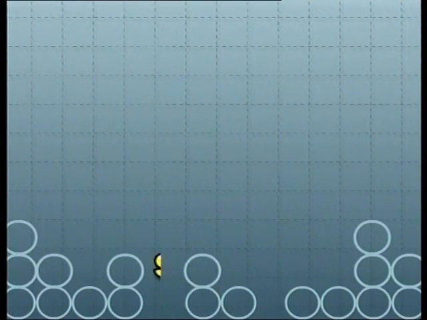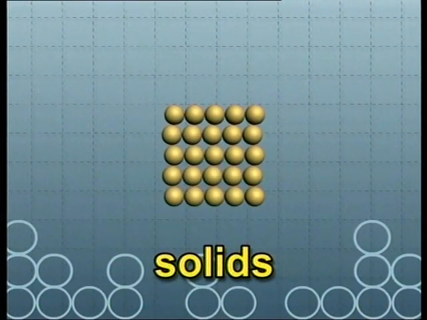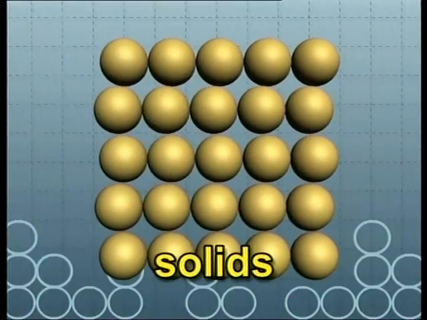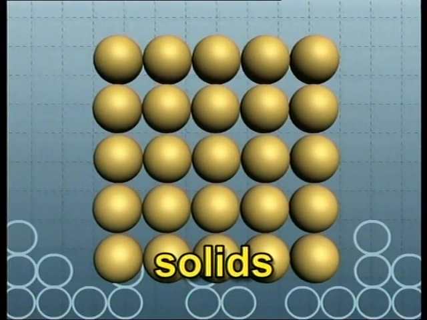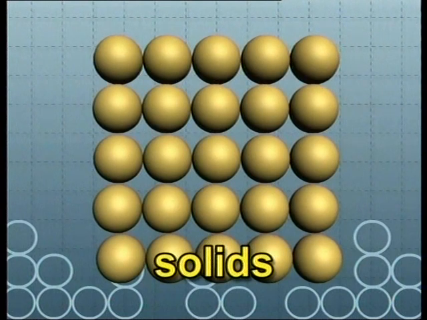Solids are made up of particles that are held closely together by very strong forces. They can only vibrate from side to side and spin around their fixed positions. They cannot move freely.